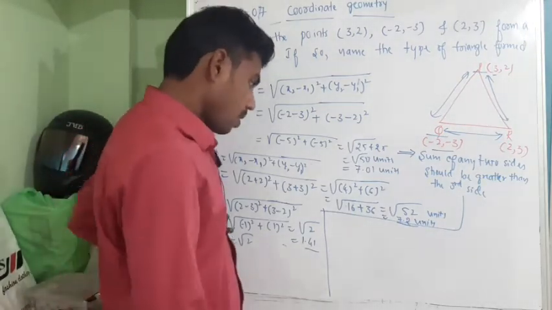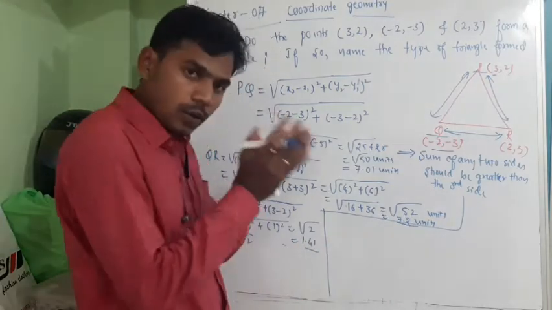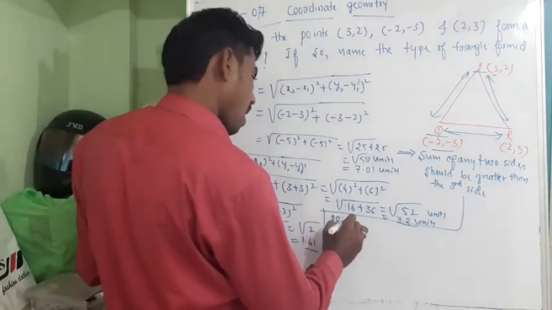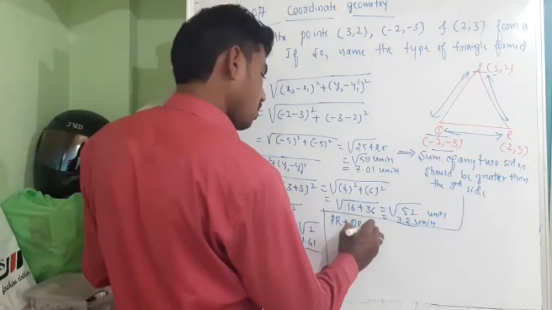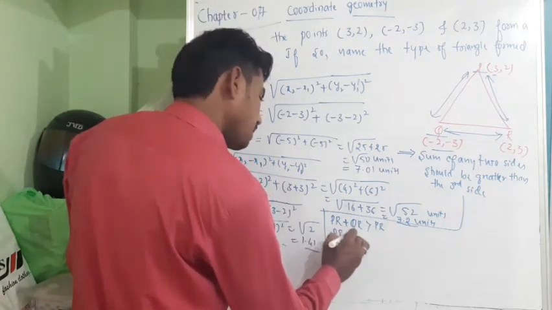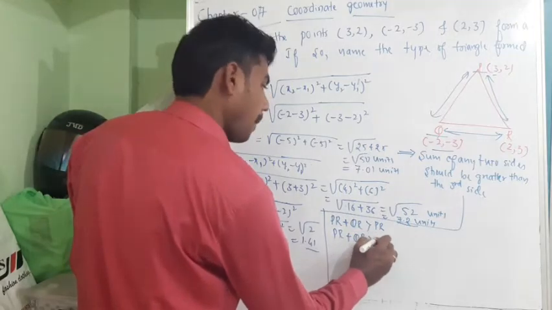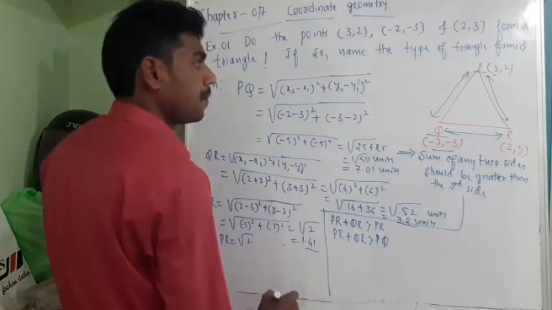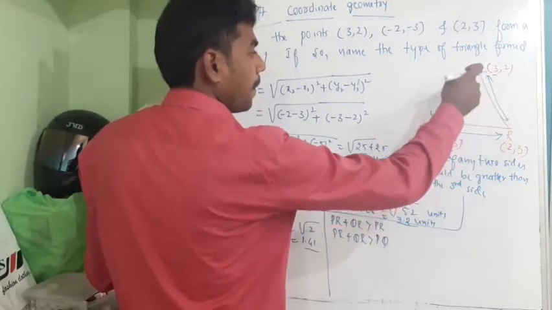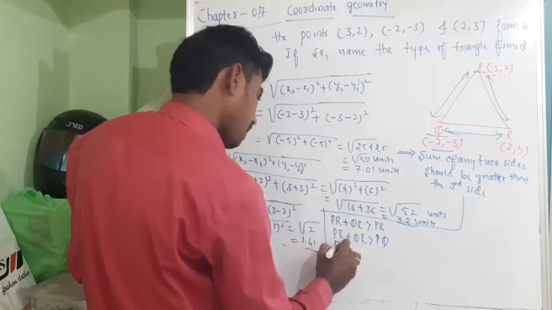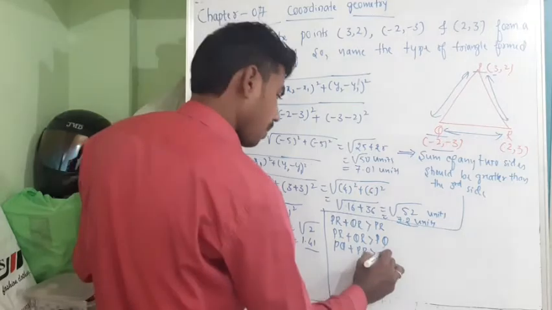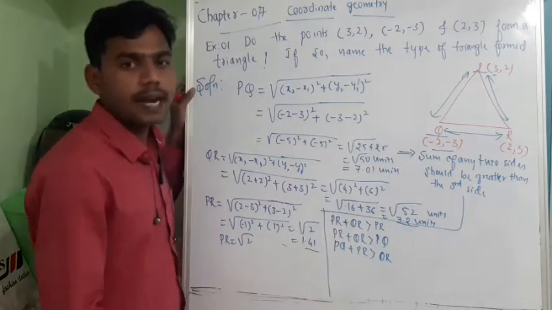So if I want to conclude it as a triangle, PR plus QR should be greater than PQ, or else, okay, PQ plus PR should be greater than QR. These three conditions should be satisfied.